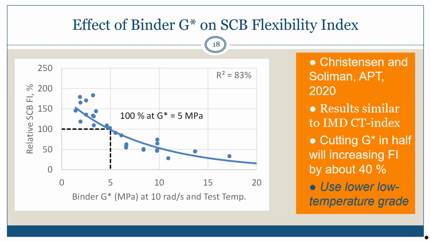This slide shows the effect of changing binder modulus on SCB flexibility index. As you decrease binder modulus, flexibility index increases, and the effect is quite strong. If you cut your modulus in half, the flexibility index is going to increase by about 40%. Now in practice, what this is going to mean in your mix design process, if you are having trouble meeting your flexibility index, a good way to improve that would be to find a binder with a lower low temperature grade.